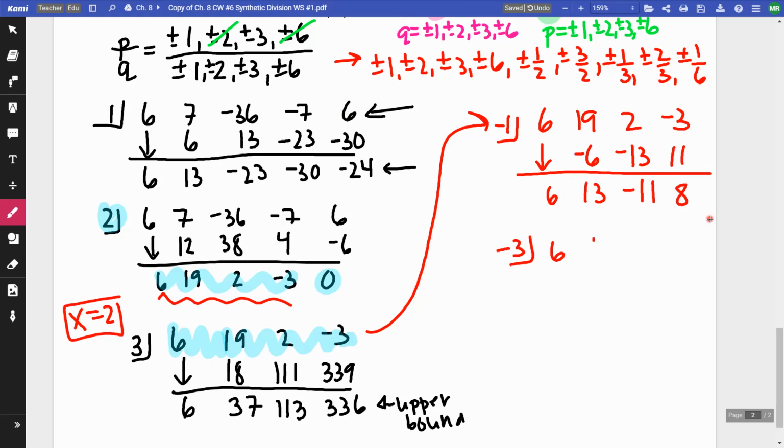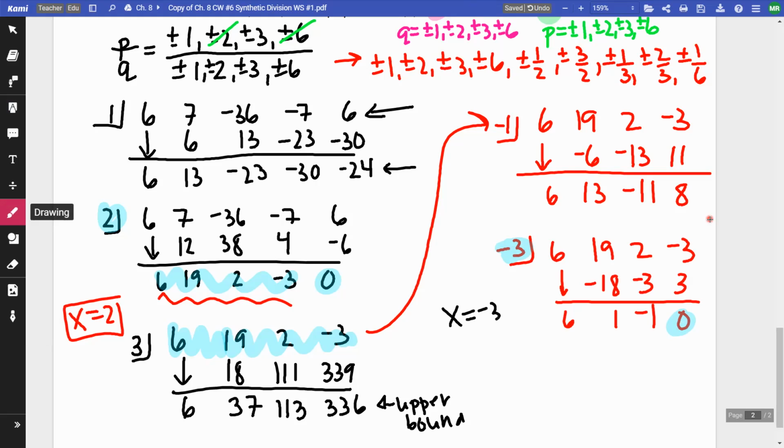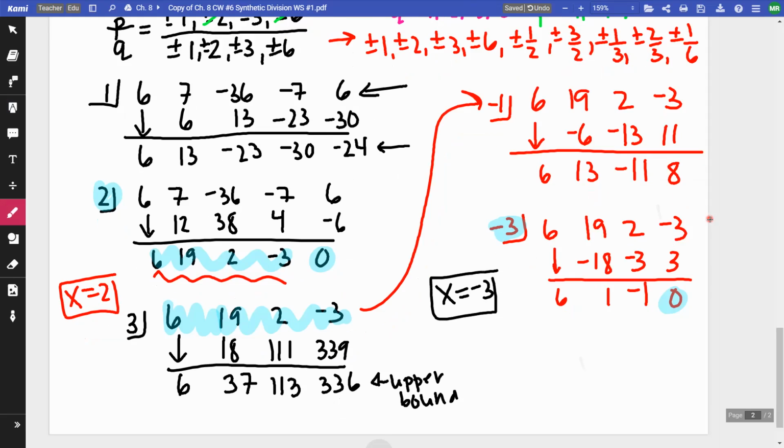Okay, 6, 19, 2, and -3. And I'm thinking this looks promising because when I bring this down, that's going to give me -18. When I multiply, that's a 1. I get -3. I get -1. I get 3. I get 0. So I did find another nice one before I continued working on my fractions. If I don't find a nice one, then I can focus on those fractions.